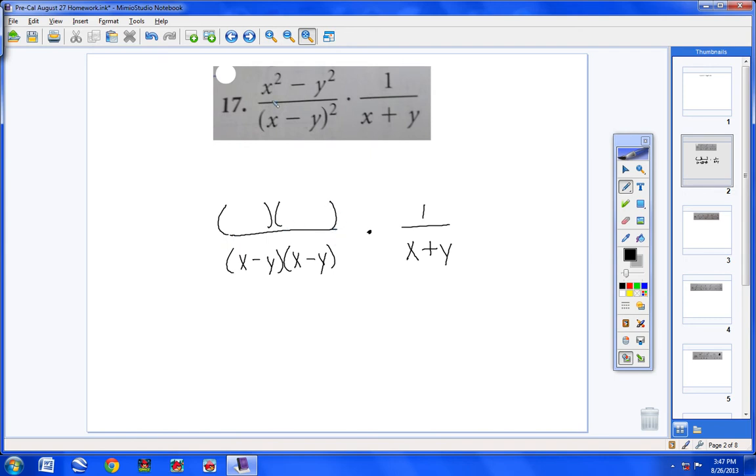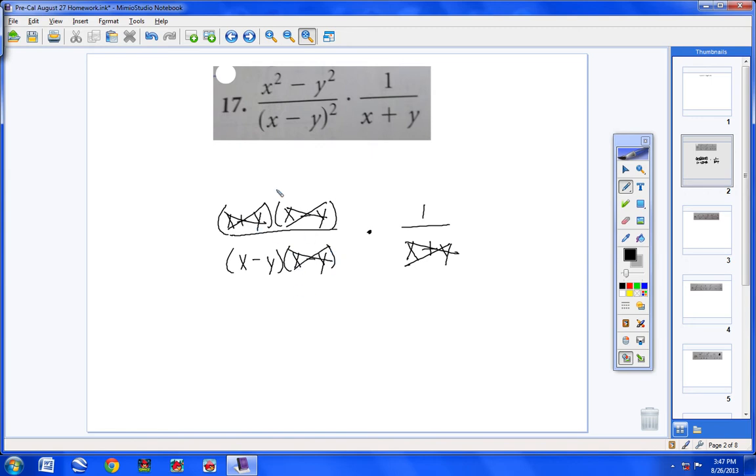There we go. Now, the square root of x squared is x, so I'm going to put an x here and an x here. The square root of y squared is y, so I'm going to put a y here and a y here. Make one positive, make one negative. And now I'm ready to start cross-canceling. For example, x plus y would cross-cancel with x plus y. And then look, I can reduce right here. X minus y would reduce with x minus y.